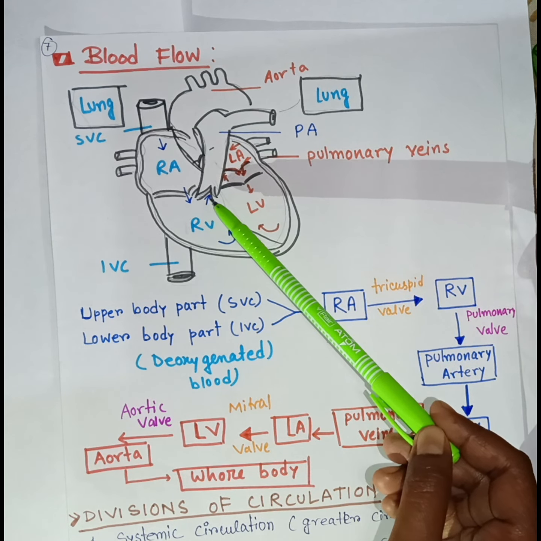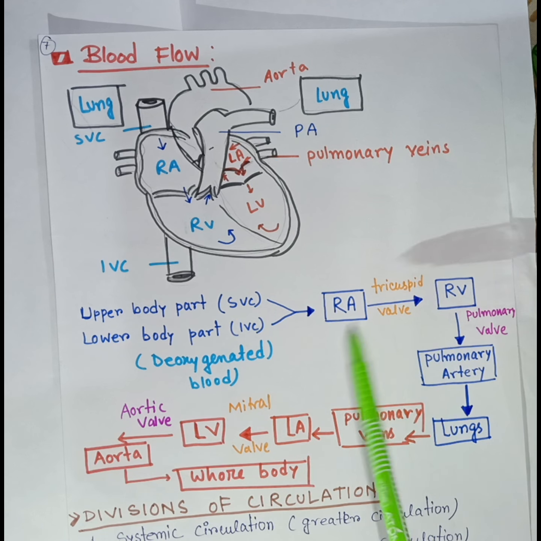This is known as systemic circulation. Oxygenated blood goes into the aorta and then our whole body. So this is a simple diagram that helps you understand in an easier way.